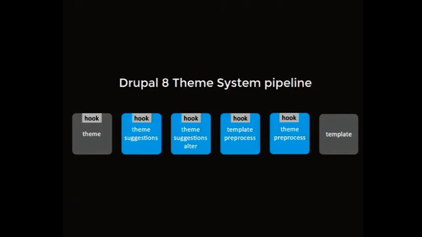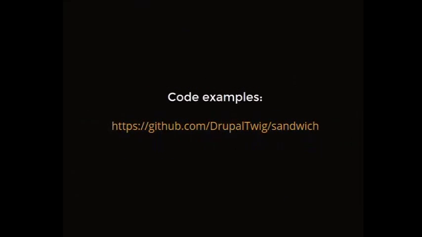Let's proceed to the theme system itself, which is the main topic of today. So this is the pipeline kind of ideology we have in the theme system. Every time you print something, it goes through these specified steps. I'm going to be using lots of code examples when I talk about the theme system.